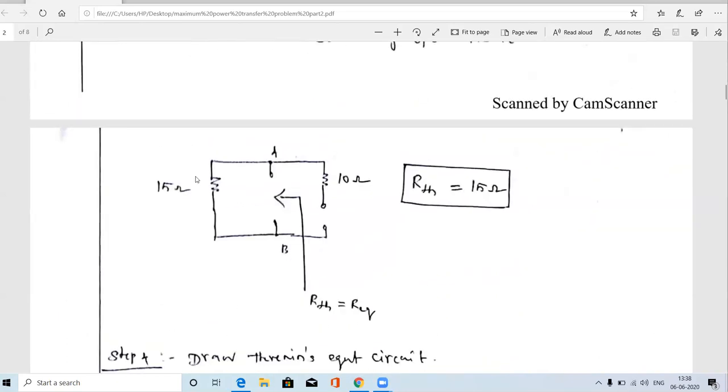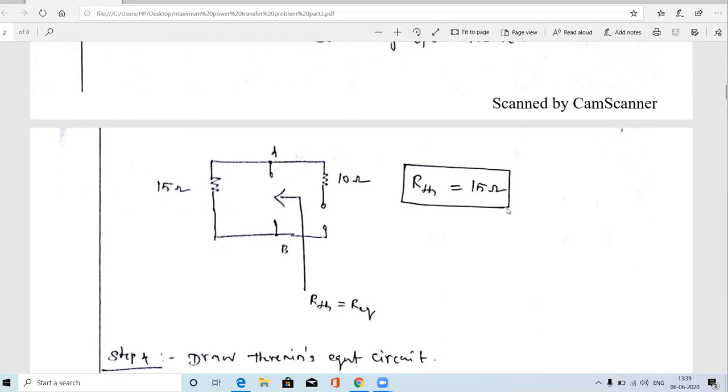Now we will get the diagram like this. Here the voltage source is short circuited and here the current source is open circuited. Now what is our aim? Our aim is to find the resistance across terminals A and B. What is the resistance across terminals A and B? It's 15 ohms. This 10 ohm is open circuited, so the current flowing through this 10 ohm is 0. So you leave this 10 ohm resistor. The resistance across A and B is 15 ohms. It's the RTH value.